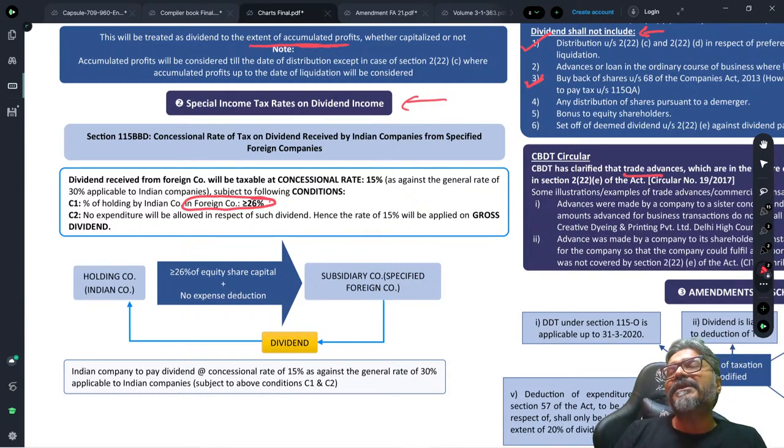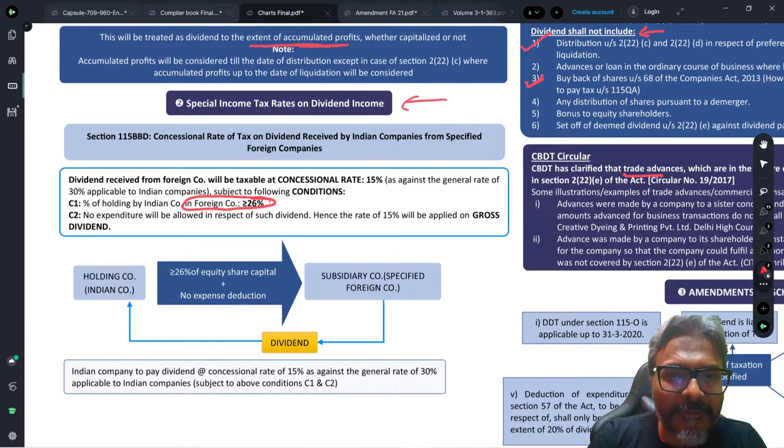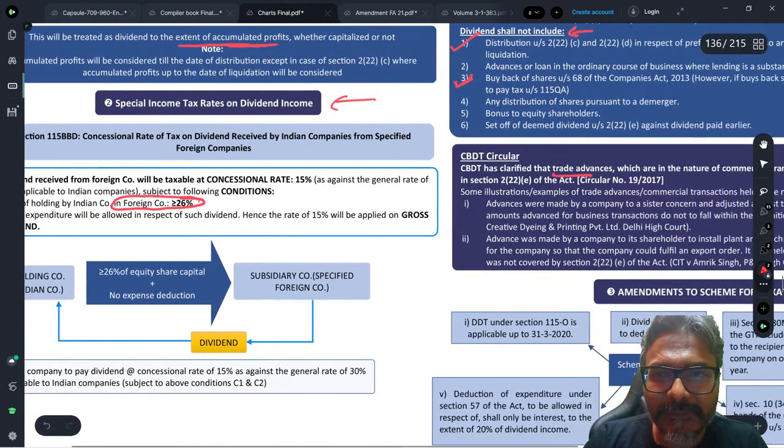Now, whenever there is a special rate of tax, students, it goes without saying that there will not be any deduction of an expenditure or loss in the assessment of this dividend income. So no deduction of any expenditure or loss shall be allowed against this dividend amount while doing the assessment under section 115BBD. I hope that all of you are clear with this one.